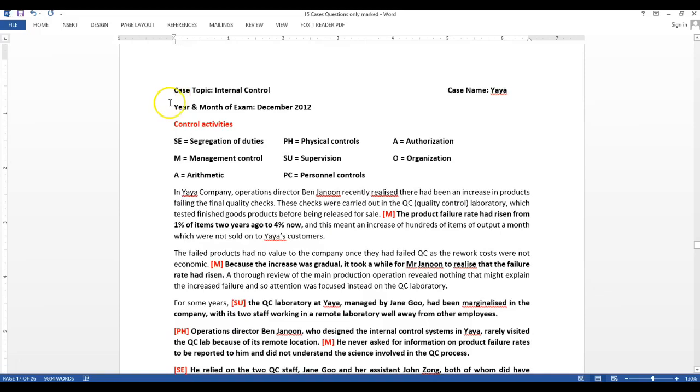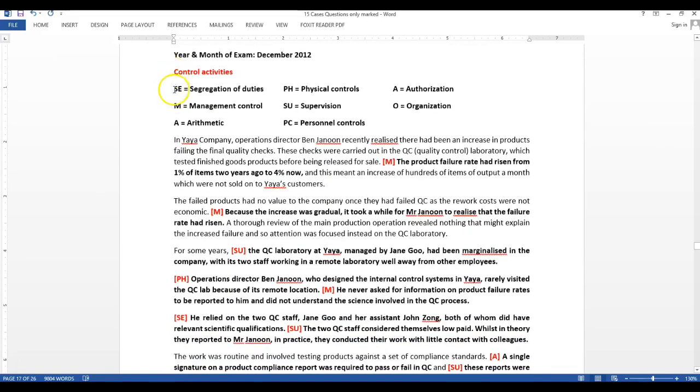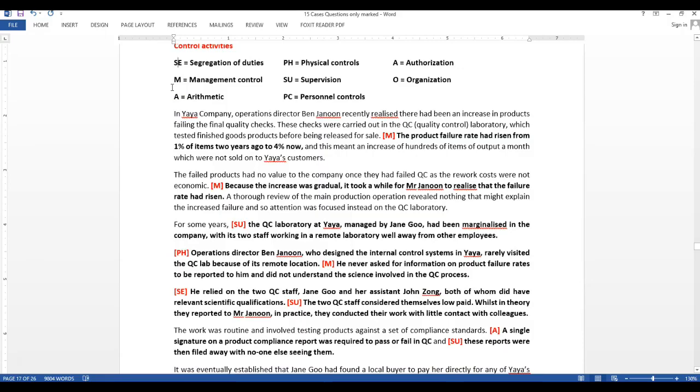In order to make it much easier to understand, I have given codes like this. This question is concerned with control activities, the control activities which a company has. Usually it is remembered by the word SPAM SOAP. So I have used some codings like this: SE refers to segregation of duties, and PH refers to physical controls. You would have already studied these topics, so we'll just see their application to the case.